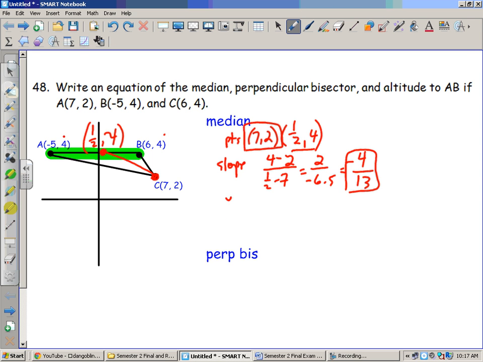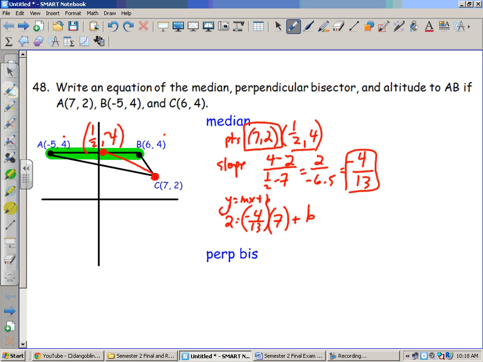So I'm going to find the equation now. y equals mx plus b. y is 4, m is negative 4/13, x is 7. Oops, I mean y is actually going to be 2. You guys catch that mistake? So y was 2, sorry. m is negative 4/13, x is 7, and I'm going to find b.